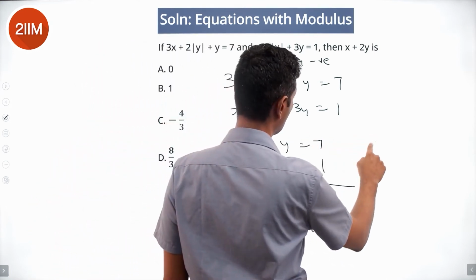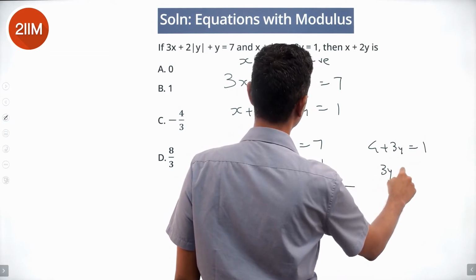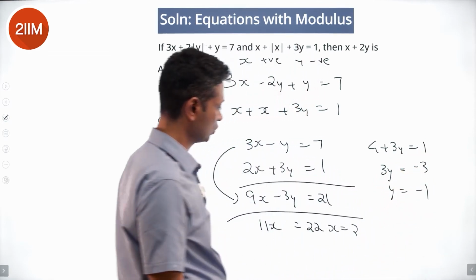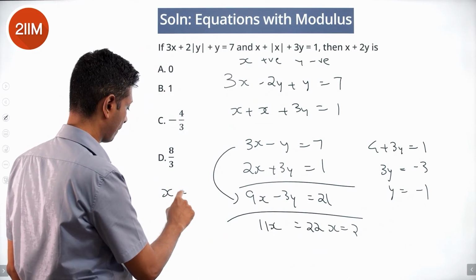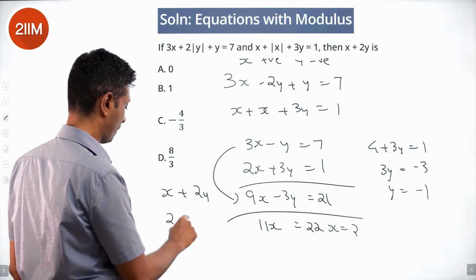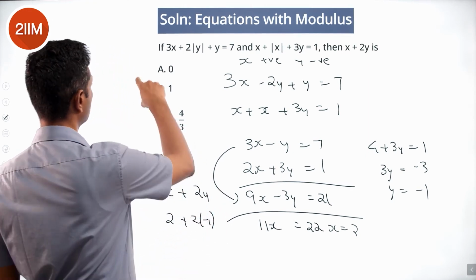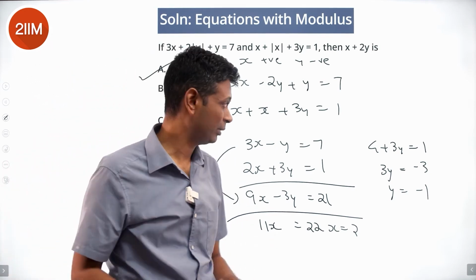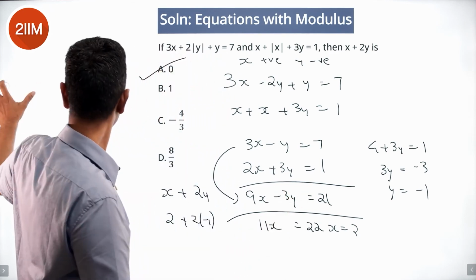2 plus 2 is 4 plus 3y is 1. 3y is minus 3, y is minus 1. 2 comma minus 1 works. Then x plus 2y, 2 plus 2 into minus 1, 2 minus 2 is 0. This works. There is perhaps some juicy solution sitting here somewhere, but I don't know. We have to brute force it. We get the answer. We roll with it.